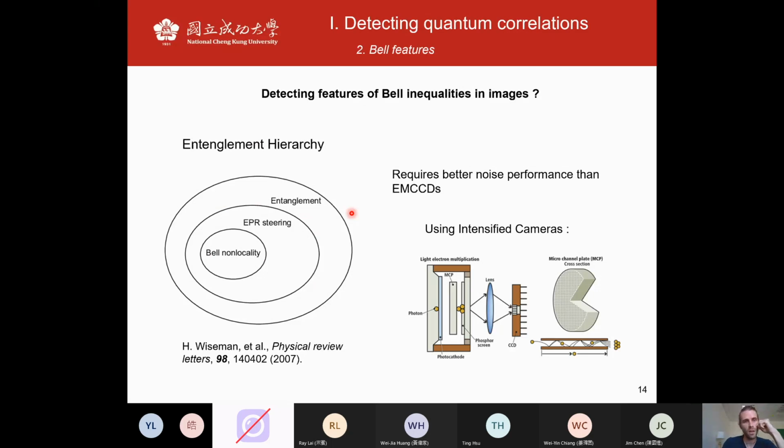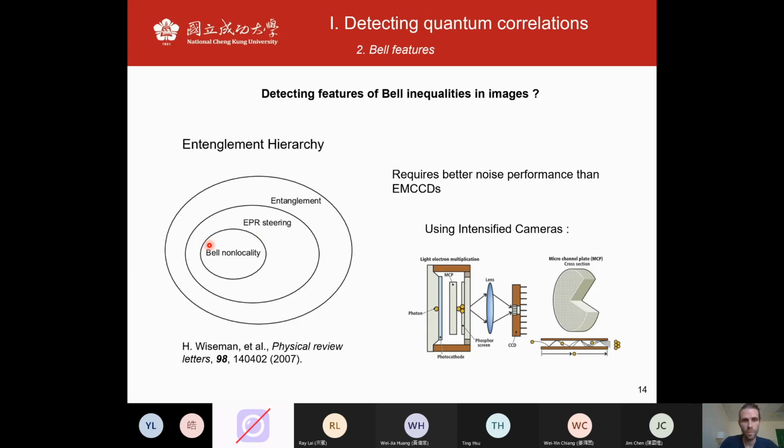non-separability of a quantum state. But a stricter form of entanglement is EPR steering. A truly non-local form of entanglement is an even stricter form, which is Bell non-locality. And what we wanted to do after this earliest demonstration is to show that we could actually demonstrate the violation of a Bell inequality, and therefore some type of Bell-type entanglement, in images still.